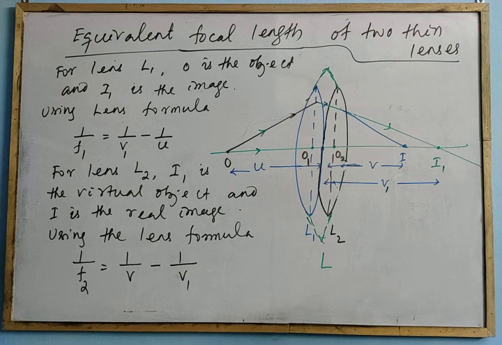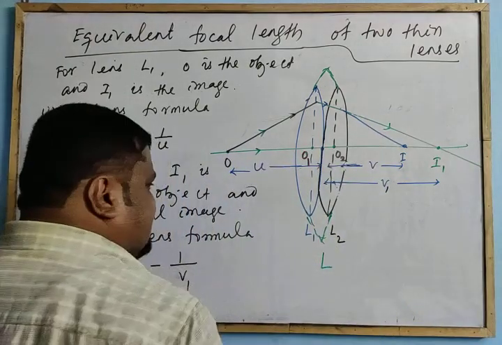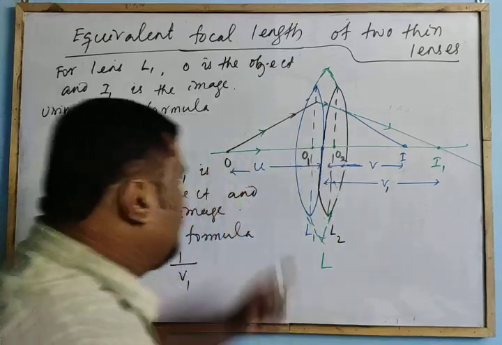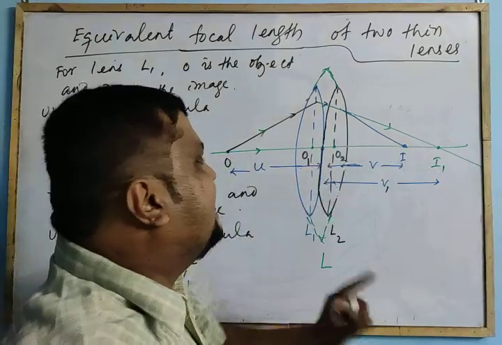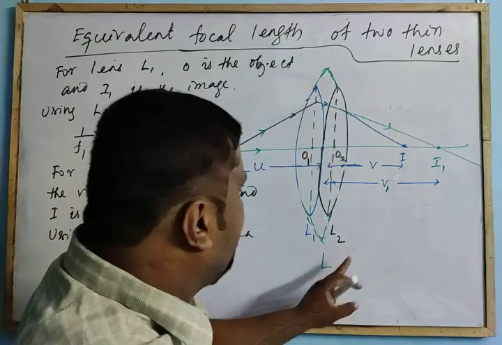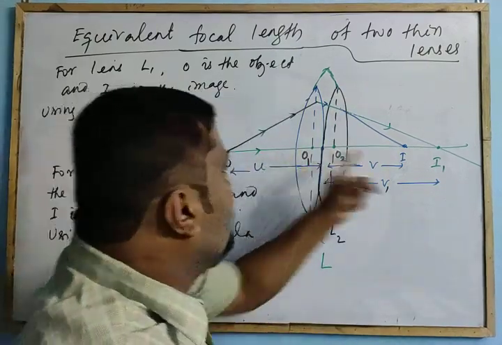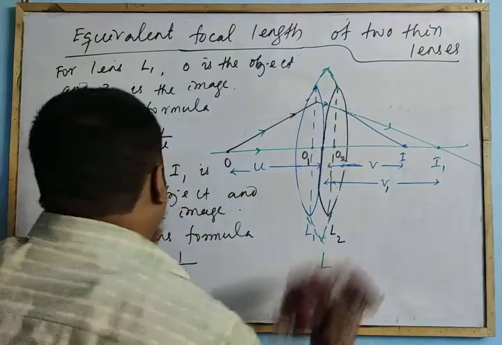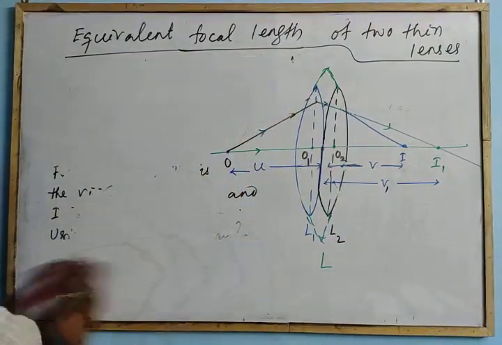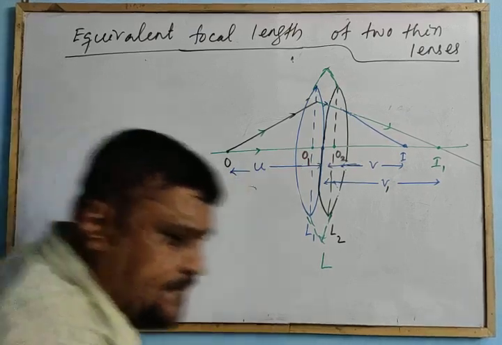Now, replace these two lenses by another lens L whose focal length is f, where O is the object and the image is I. Right? Then let me add these two equations. Adding these two, first add these two.